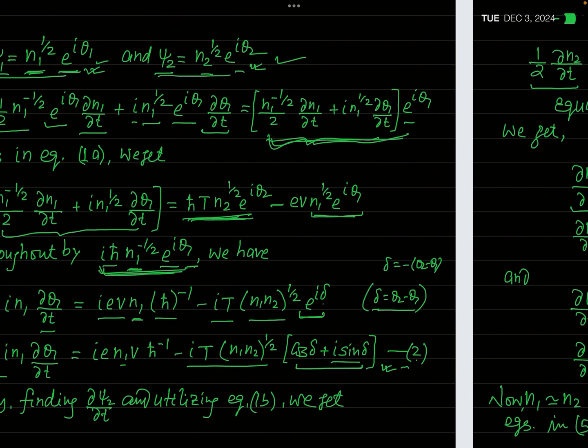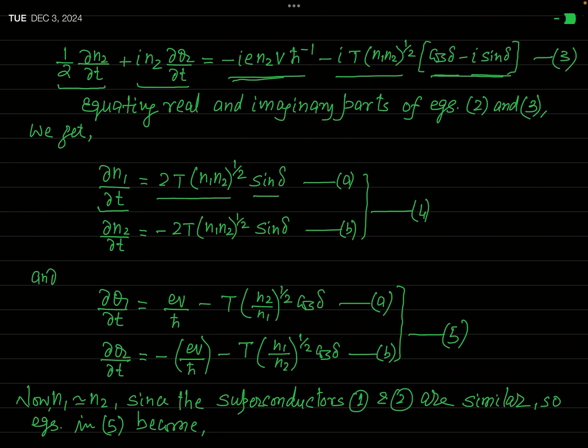Similarly, from this result, when we equate half ∂n2/∂t, we get minus T times root n1 n2 to the power half times sin δ. So ∂n2/∂t will be minus 2 times this much. These two results we have obtained by equating the real parts of equations 2 and 3.